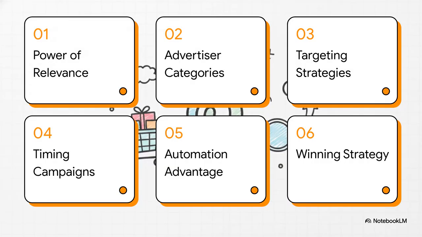Here is our roadmap for today. We'll cover 1. The power of relevance. 2. Diverse advertiser categories. 3. Targeting interests versus keywords. 4. Timing your campaigns. 5. The automation advantage. And finally, 6. Your winning strategy.